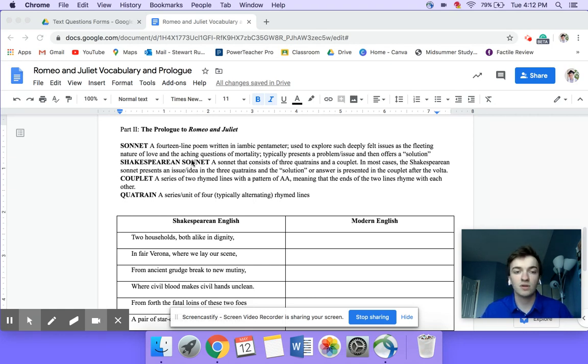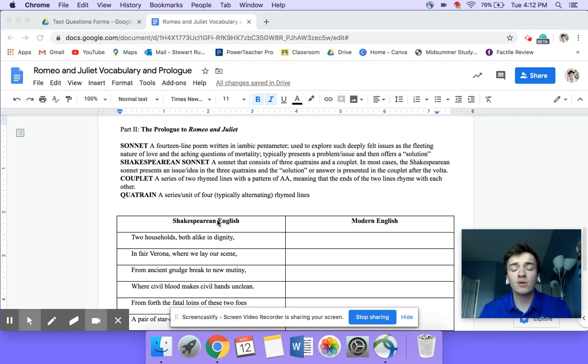So defining those 2 words as well, a couplet is a series of 2 rhymed lines with a pattern of AA, meaning that the end of the 2 lines rhyme with each other. We'll see that in just a second when we break down the rhyme scheme of this prologue. And the next one is a quatrain, a series or unit of 4 lines that rhyme, not always with each other, but they're typically alternating rhymed lines, which again, we will see in just a minute.